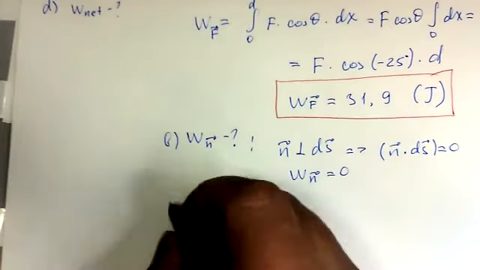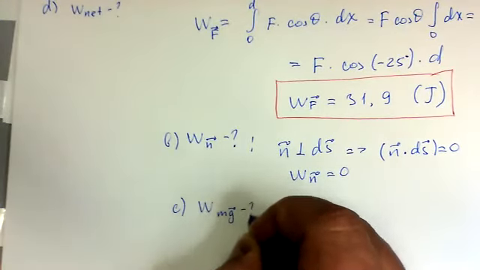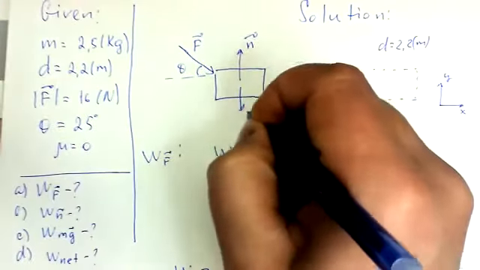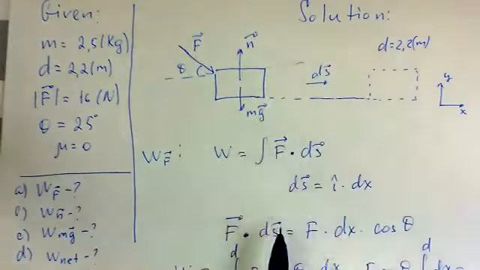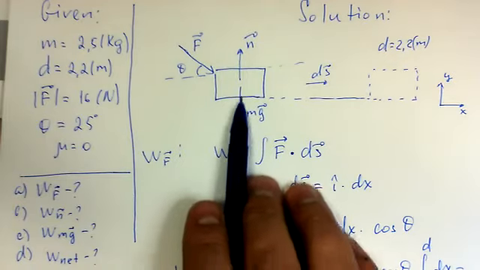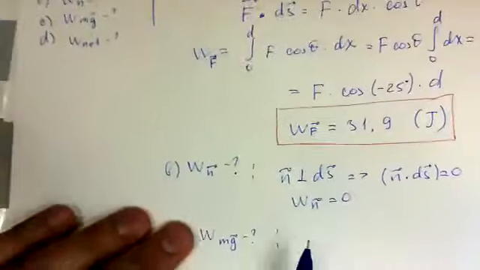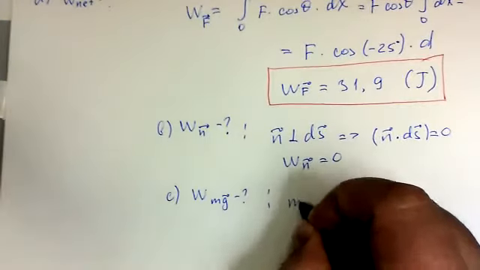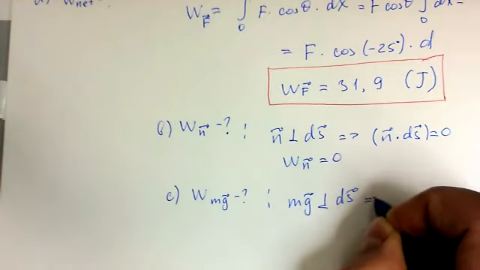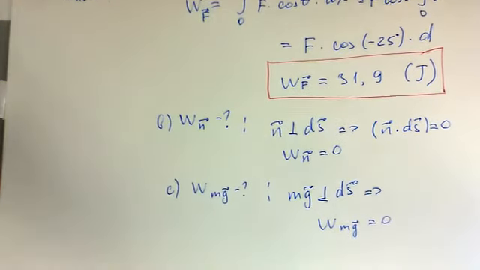The same we can say for the work done by the gravitational force mg. So here we have mg, and as you can see, the object is moving perpendicular to this force, which means that this force does not do any work because the angle is 90 degrees. So mg is perpendicular to ds, and from that, the work done by the gravitational force is 0.